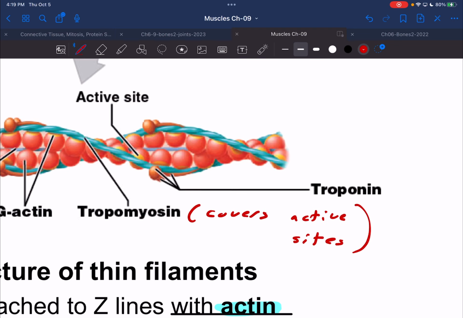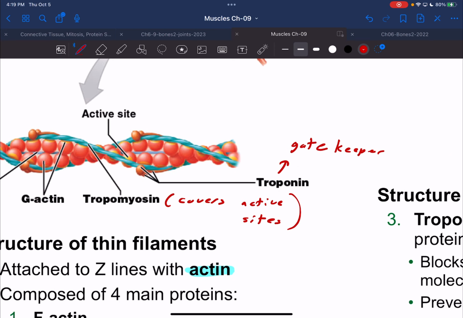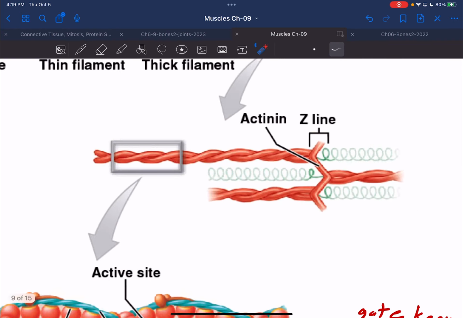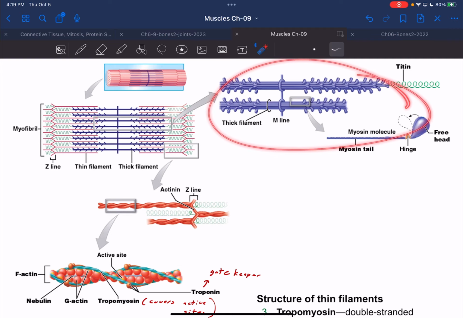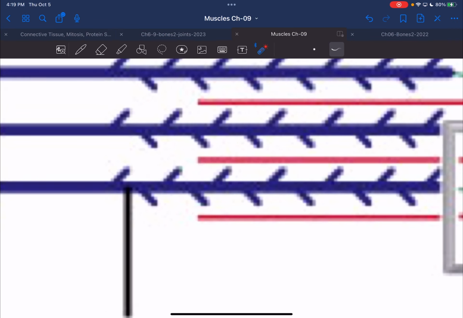And then you're going to have what I'm going to call, to make it easier, the gatekeeper. I'm going to put the lock and key. Troponin. And without really using these words, essentially what the thin filament needs to do is interact with the thick filament for it to do the sliding filament theory. These little heads need to interact with the thin filament.